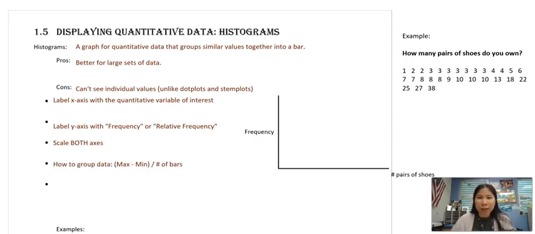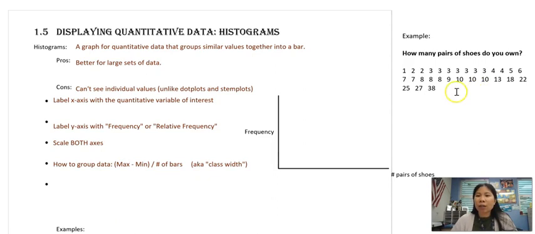Once we know how many bars we want in our graph, then we need to see what numbers will go in each bar. To do that, you're going to take the biggest number in your data set minus the smallest number in your data set and then divide by how many bars you want. This formula will give you how wide you want each of the bars. We also call that width the class width.